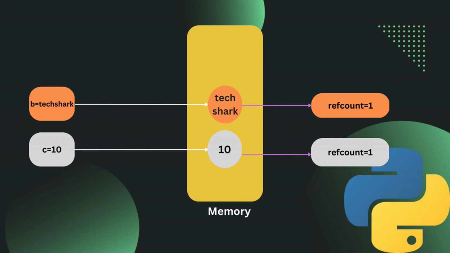Now the memory will have only two objects, which are text shark and object 10. These objects still have one reference count each, hence those are present in memory. This is how the data is represented in memory.